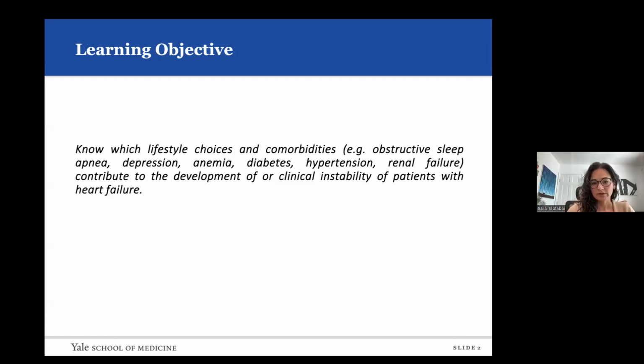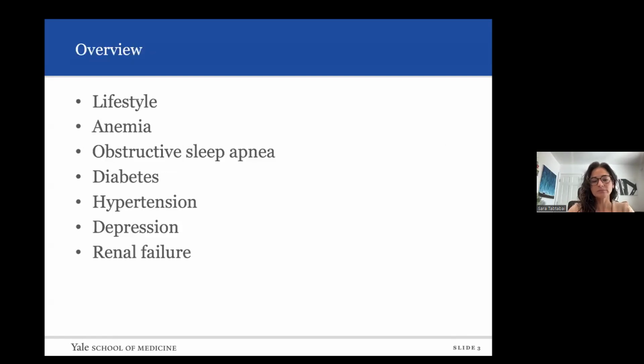So just to briefly go over our learning objective. The objective is to know which lifestyle choices and comorbidities, including obstructive sleep apnea, depression, anemia, diabetes, hypertension, and renal failure, contribute to the development of or clinical instability of patients with heart failure. So with that in mind, a brief overview here. We'll start a little bit with talking about lifestyle measures, then move on to the comorbidities you see here. Again, in 30 minutes, we're going to go over the high points: anemia, obstructive sleep apnea, diabetes, hypertension, depression, and renal failure.